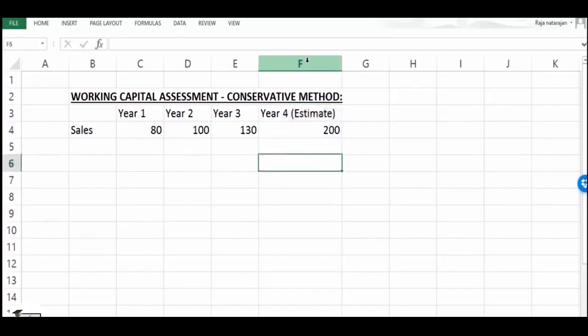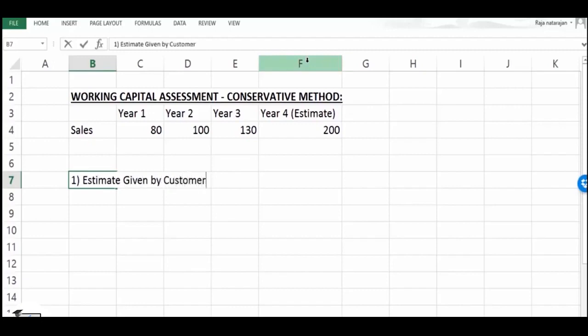So what the bankers are going to do, so they'll have some threefold approach. It means they are going to trim the estimate that is given by the customer. It means they will have 3 kind of figures, and only one of the figures would be considered as the estimate. It means now we have the estimate given by the customer. So I'll say estimate given by customer is something like this, 200.